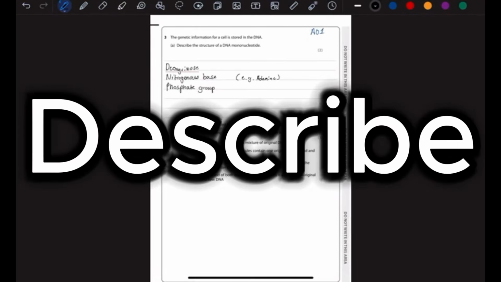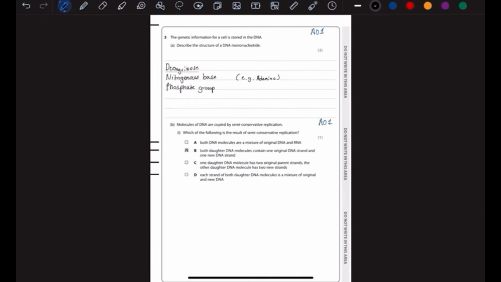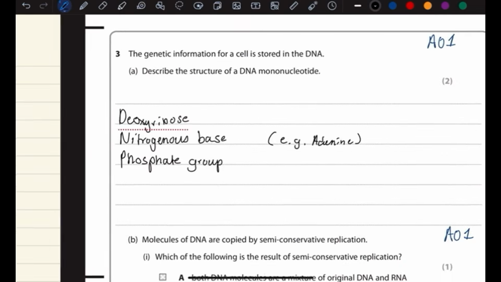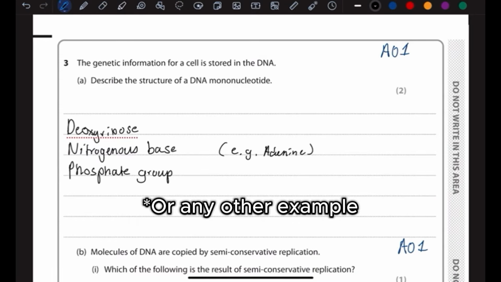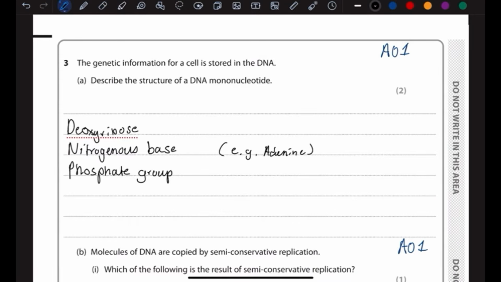Okay, let's talk about the describe question. Guys, again, this is one that you really should just be picking up the marks on. It's not too difficult. We've got here, describe the structure of a DNA mononucleotide. This should just roll off the head. Deoxyribose, nitrogenous base, phosphate group. Only thing that I'd maybe add is just to add that it's adenine. A describe question is literally just telling you to explain something, yeah? If you've covered the content, you should be able to cycle through that quite easily.